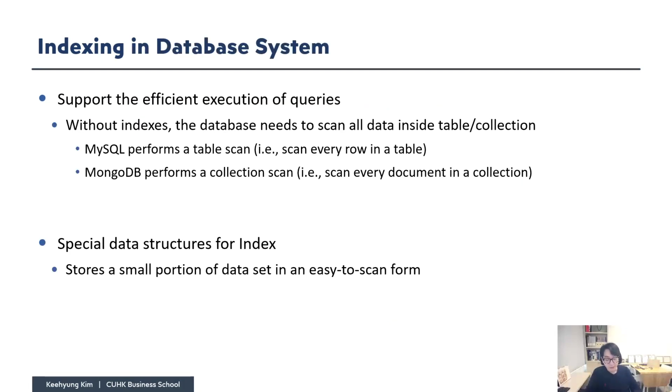And in the database system, we have the same index system basically. So indexing in database supports the efficient execution of a query. When you have an index, it will be much faster to execute your query. If you don't have an index, the database needs to scan all the data inside the table or collection. So basically, MySQL has to do a table scan and MongoDB has to do a collection scan if there is no index implemented in your system.